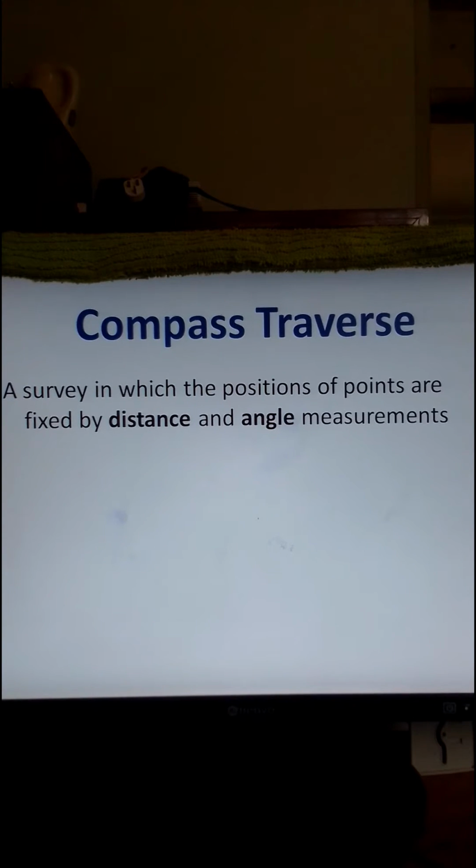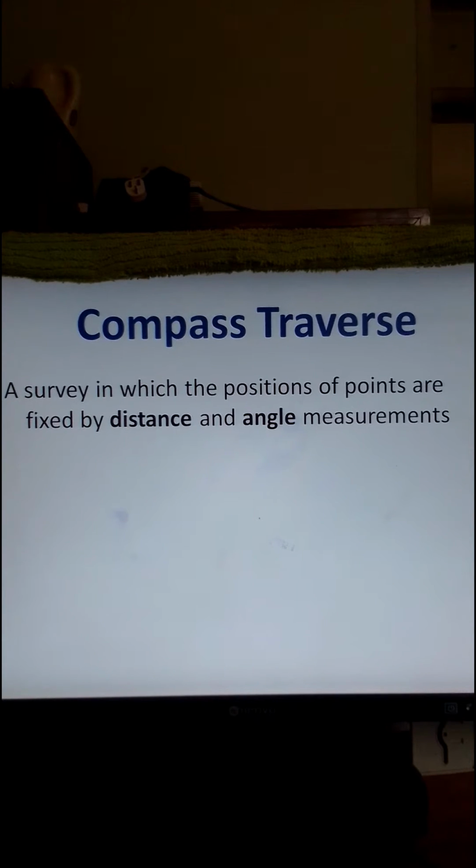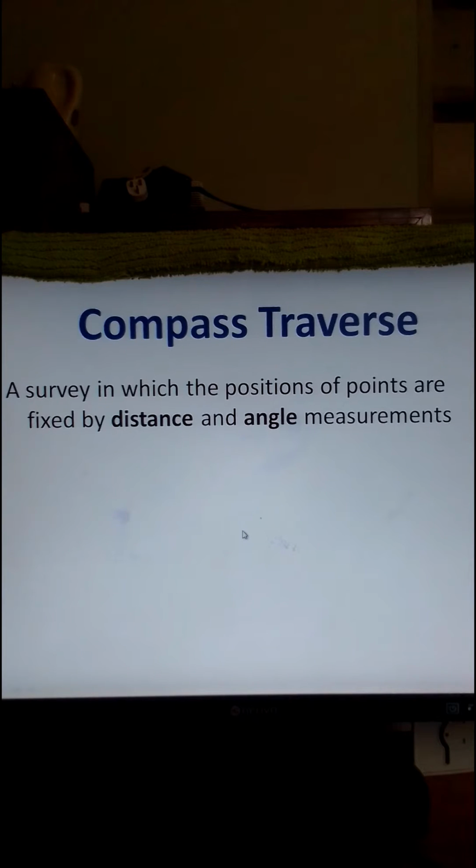In this video, I want to explain the procedure for carrying out a compass traverse. A compass traverse is a survey in which the positions of points are fixed by distance and angle measurements. So we measure distances and angles, and to measure angles, we use a prismatic compass.